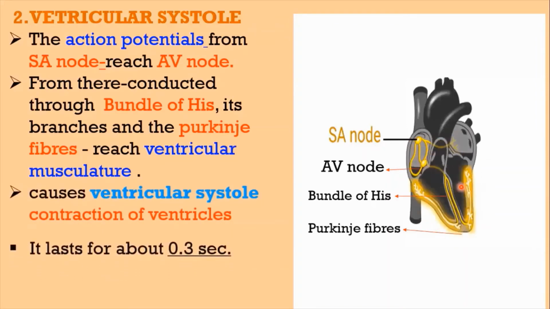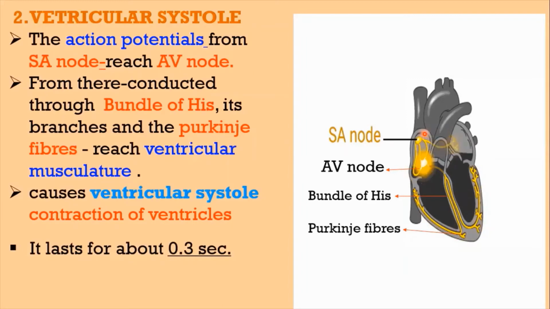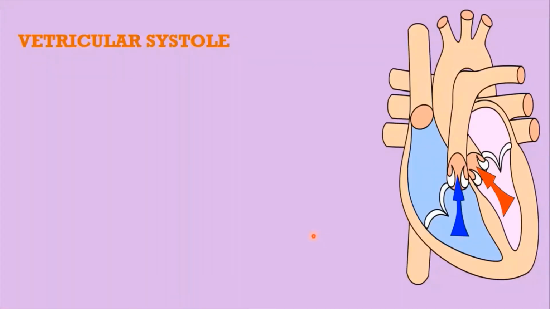That means there is a gap of 0.1 seconds between atrial systole and ventricular systole. After the completion of atrial systole only, the ventricular systole takes place. This gap is essential for the proper filling of the ventricles. When the ventricles contract, the blood from ventricles flows into aortic arches. During atrial systole, blood from atria reaches the ventricles. During ventricular systole, blood from ventricles reaches the aortic arches.